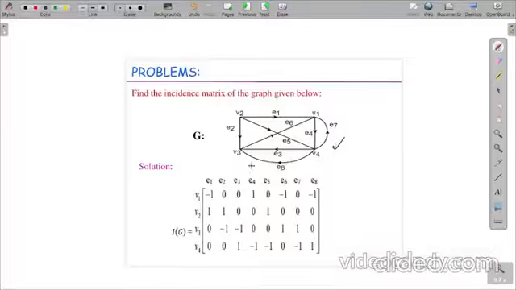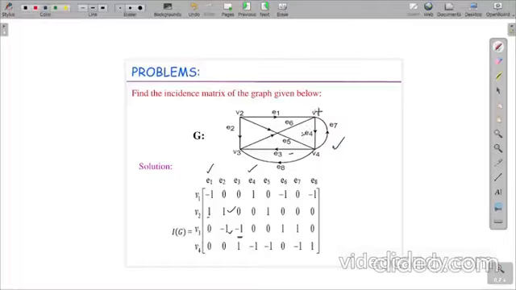Now we have edge E1 connecting V2 to V1. So edge E1 goes out from V2 and ends at V1. Out from V2 means this is 1, and at V1 this is minus 1. Edge E2 goes out from V2 into V3. Out from V2 this is 1, into V3 that is minus 1, and the rest will be filled by 0. Edge E3 goes out from V4 into V3, that is minus 1, and the rest are filled with 0.